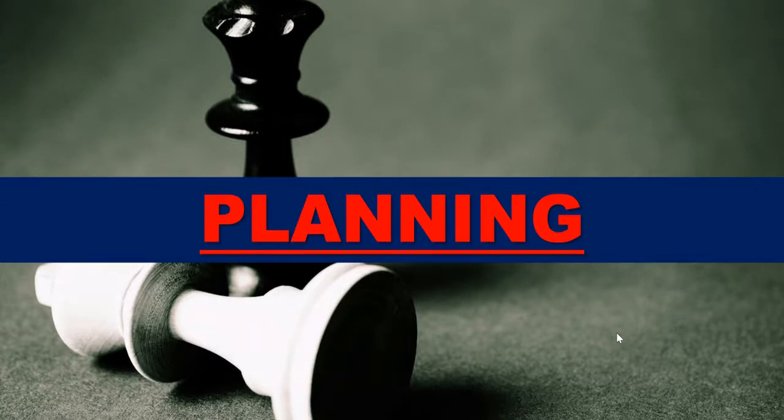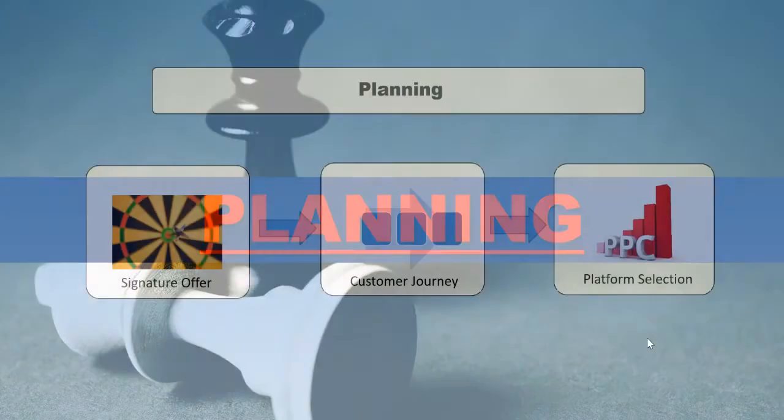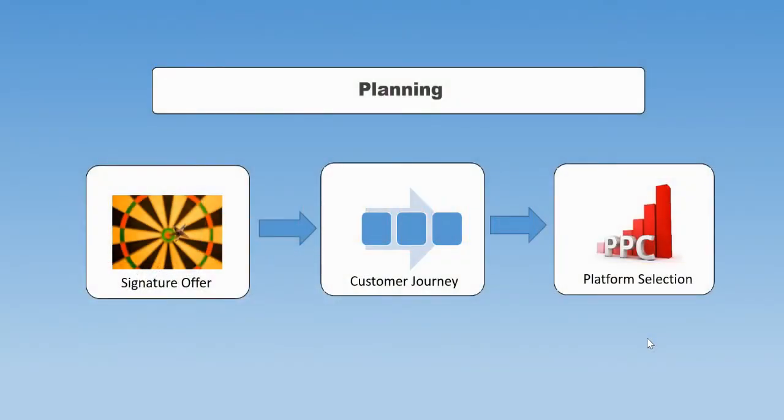So that's exactly what it means. It's your strategy, it's your digital marketing strategy, knowing how you're going to go about marketing your business online. And this prevents you from basically trying random acts of marketing, trying something one week and trying something else the next week. So in the planning stage, you're going to come up with your signature offer. You're going to map out your customer journey, and you're going to do platform selection.